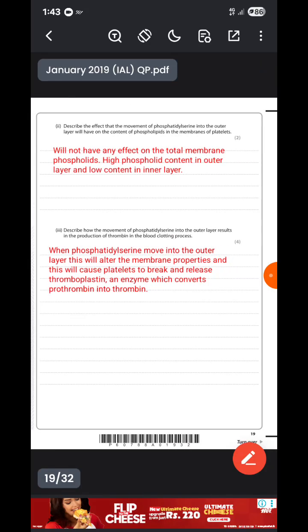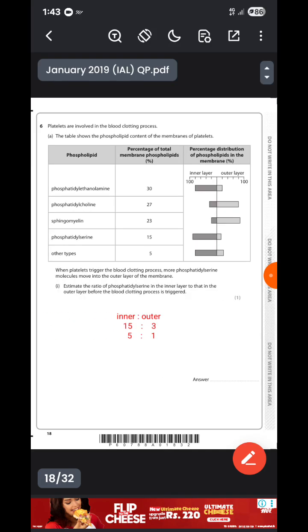Describe the effect that the movement of phosphatidylserine into the outer layer will have on the content of phospholipids in the membranes of platelets. So the answer is: it will not have any effect on the total membrane phospholipids. High phospholipid content in outer layer and low content in inner layer. So in the outer layer the content is very high and in the inner layer the content is very low. Because of that there is no effect.